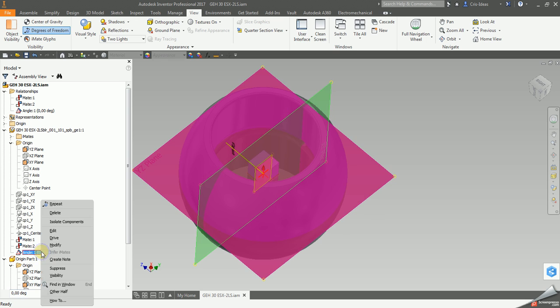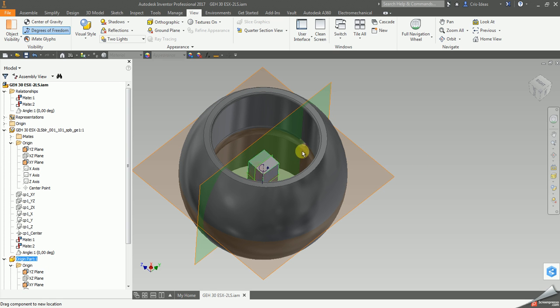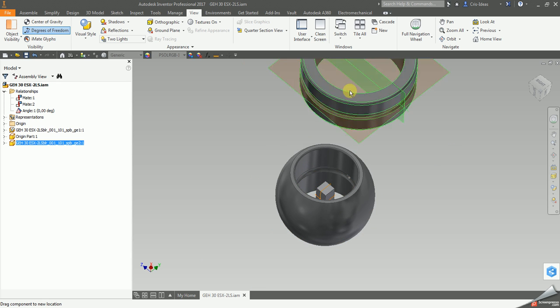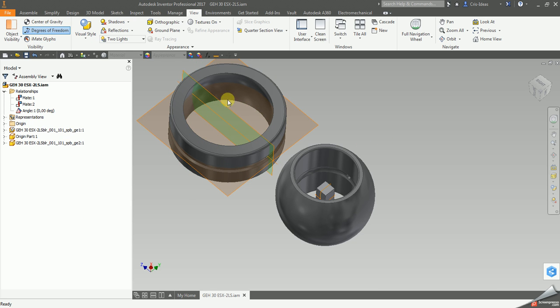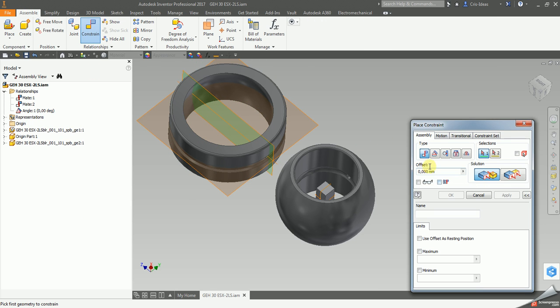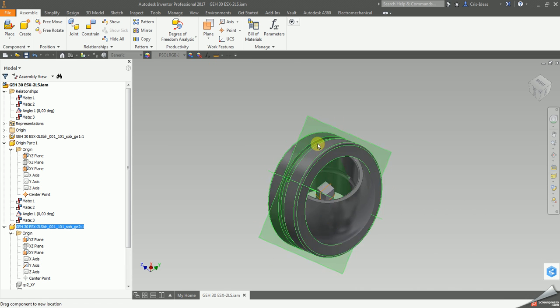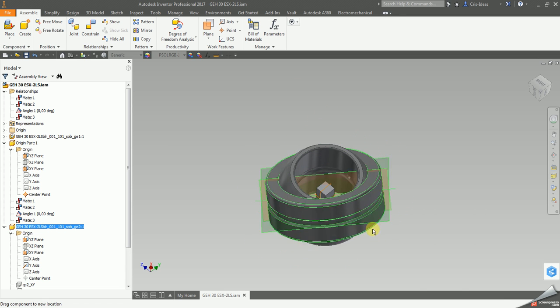If I suppress that, it has only 1 degree of freedom, it can rotate. I will leave it on for a moment. I will now get rid of that and get rid of that. Now I will make visible the outer ring. The outer ring is now perfectly free to move. I will assemble it as before, center to center, with the origin part. This reduces the translation, and the ring can freely rotate about the sphere now.